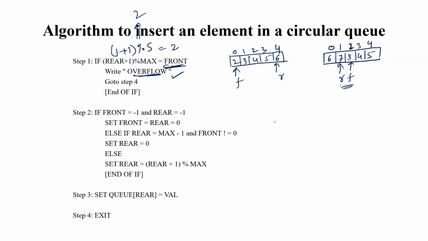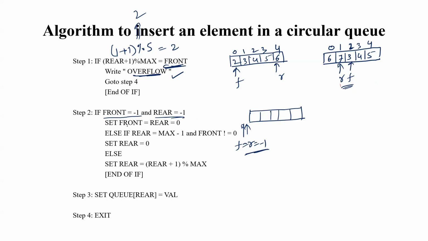But if this is not the case, then we can insert the element. So we will see the cases. Different cases can be there in circular queue also. Let's suppose the first case is when the queue is completely empty, where front and rear both are equal to -1. This is the first case. Front is -1 and rear is also -1.